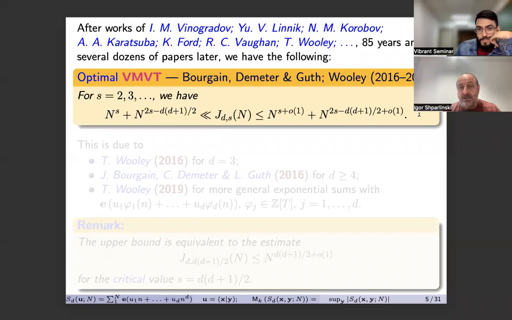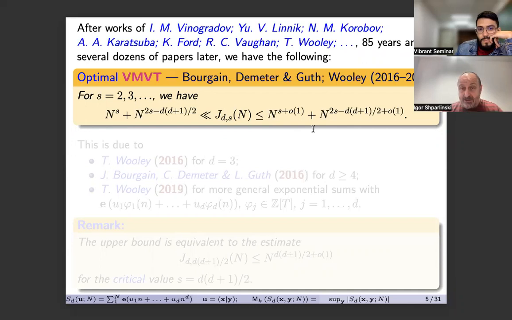And the upper bound says that this quantity is bounded by the maximum of the sum, which makes no difference, of course, in this game, by n to the s. And n to the s is responsible for diagonal solutions of a system of equations, which you'll see later. And n to the 2s minus d times (d plus 1) over 2. And this is kind of in charge of the randomness of polynomial values. So I will try to explain the meaning of these two terms a bit later, but for now, just believe me, this is what should really be here because we have a matching lower bound.